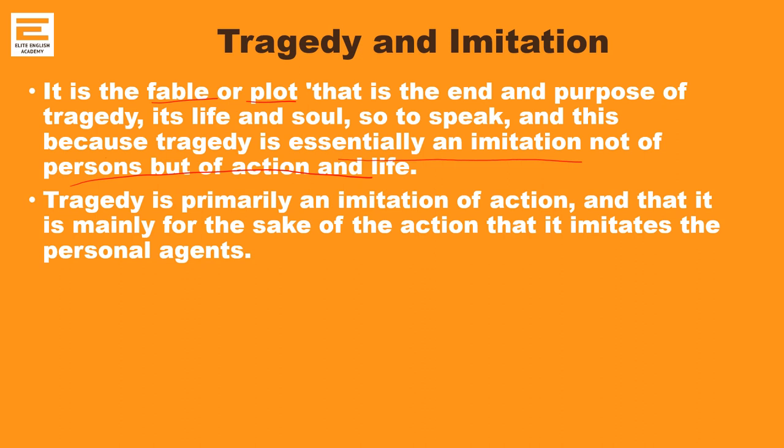Then its primary objective is imitation of action, and it is mainly for the sake of the action that it imitates the personal agents. So this confusing idea is also to be noted. So here the objective of tragedy is imitating action. Tragedy imitates action. So in the process, if you want to convey action, we need persons. So for conveying action, persons are also imitated. So who is more important? Action is more important than persons. So this is the idea of tragedy and imitation.